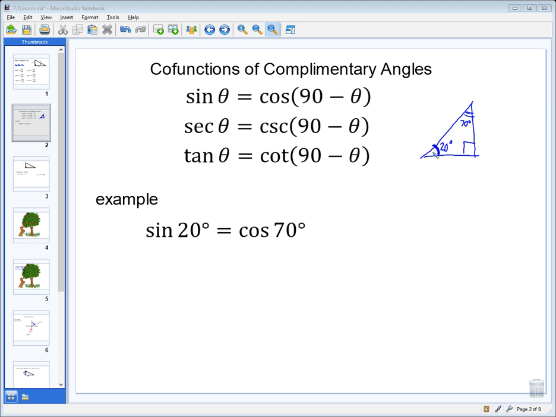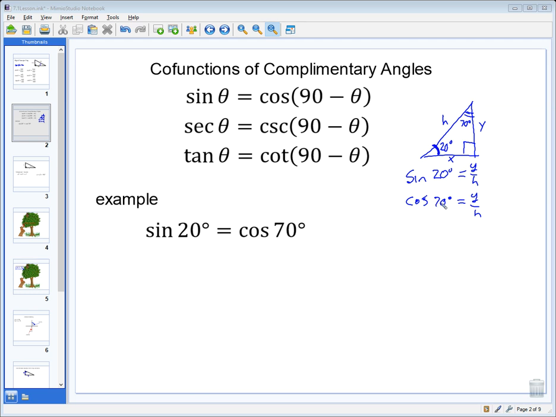Now notice that if I did the sine of 20 degrees, I could label this y and this x, right? And then I have my hypotenuse. So sine of 20 would be y over h. And the cosine of the other angle, this angle here, would also be y over h, because this is the adjacent side for the 70 degree angle, but the opposite side for the 20 degree angle.